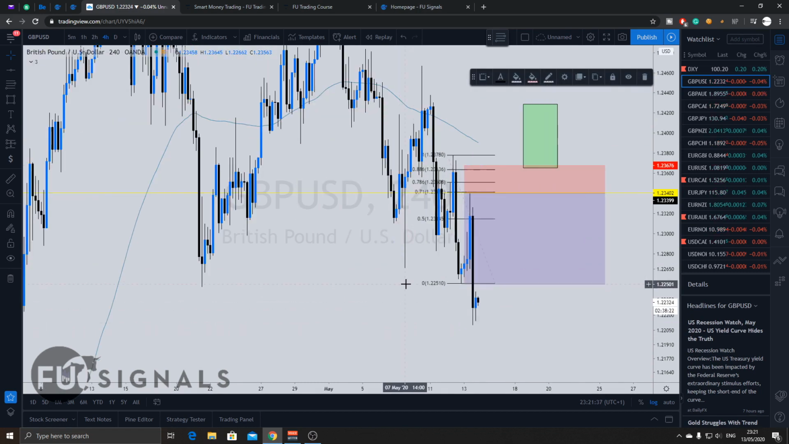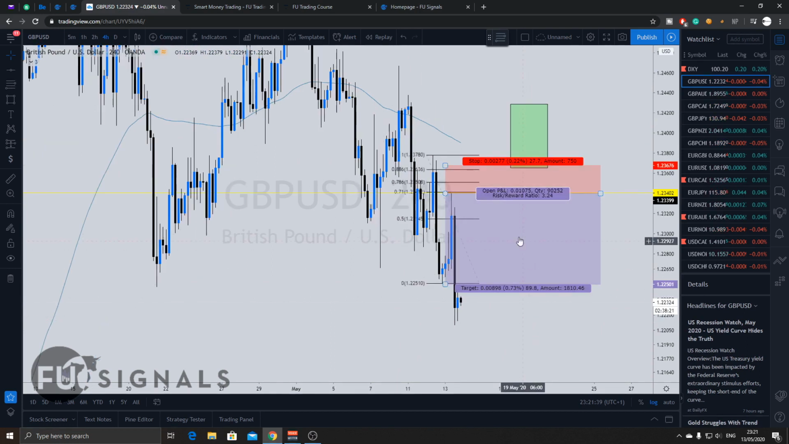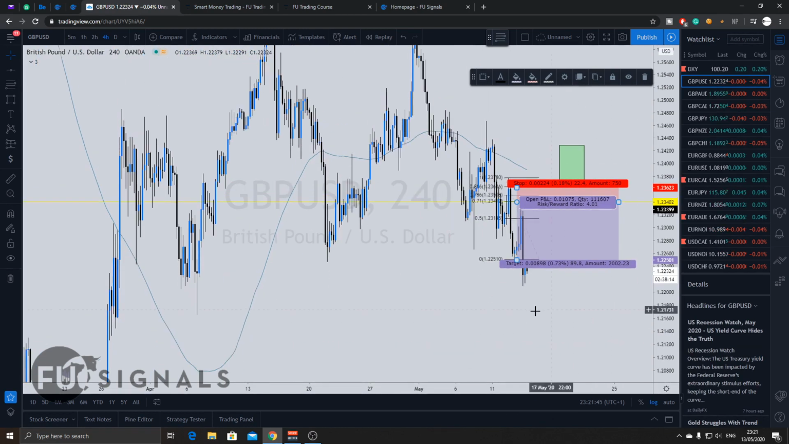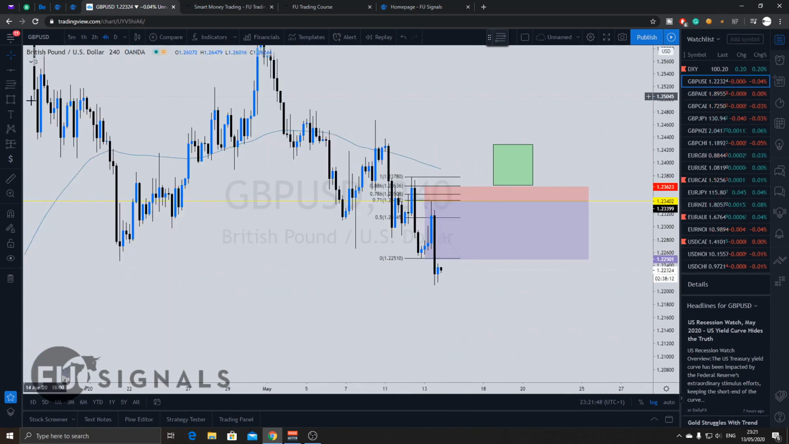Now I would have aimed for this low here for a nice 90 pips, and your stop would have been so small, only 22 pips, giving you a 4-to-1 risk to reward. All right, so that was really a nice trade. So let's take another example now.